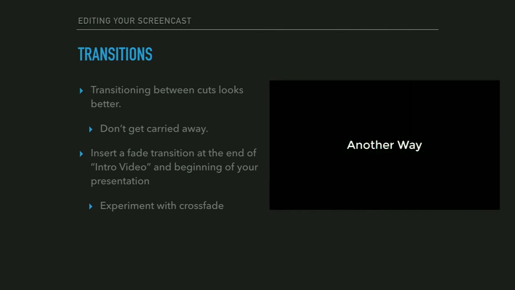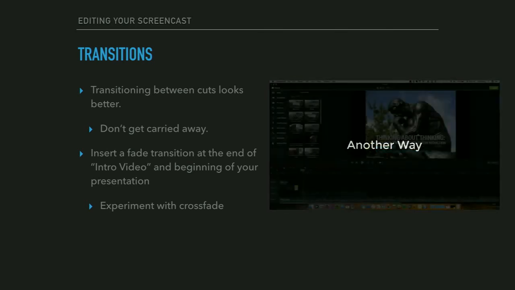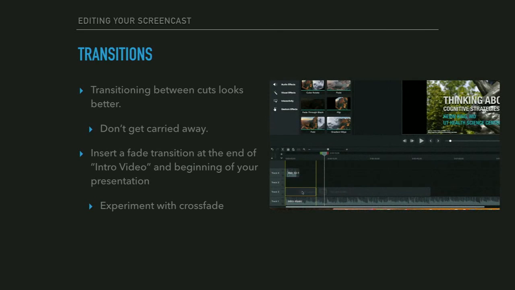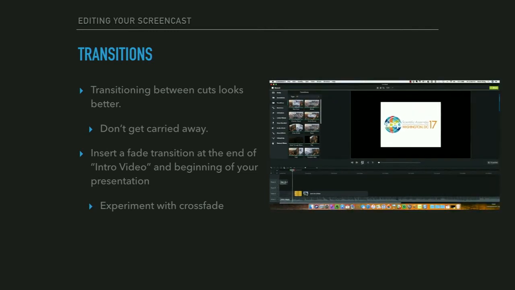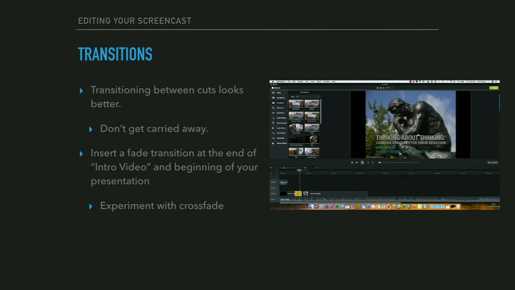We can also do something called a crossfade, which is where we actually fade between the two, and all you have to do is drag your logo video down onto the same timeline as your presentation and then drop a fade. And you see how it dropped it on both? And now if I want to widen it, notice how it's widening both sides. And this is what it looks like. Notice how it crossfades instead of fade through black. So go ahead and experiment with both.